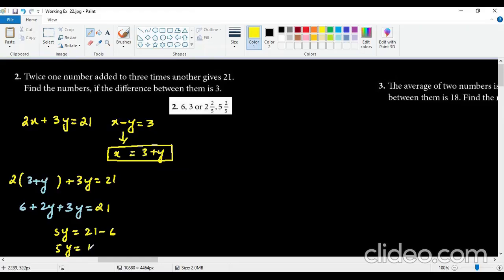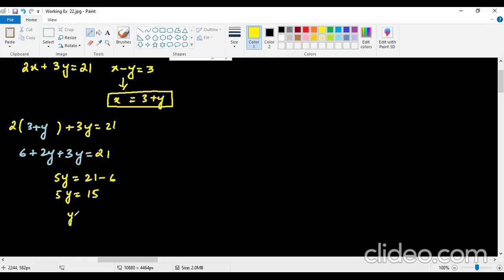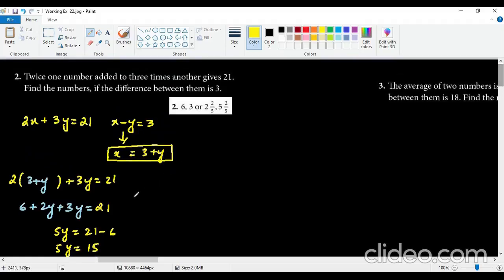So 5y equals 15. So y will be equal to 15 divided by 5. It's going to give us 3. This is the value of y. Now I know the value of x is equal to 3 plus y, and the value of y we know already, it is 3. So 3 plus 3 is going to give us 6. So these are the two values, 6 and 3.